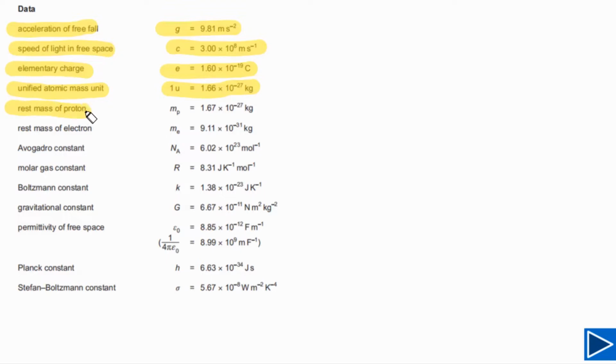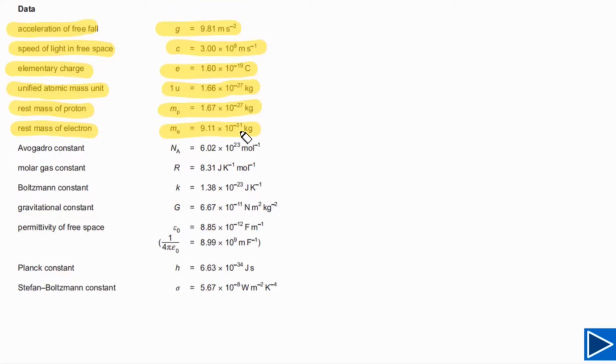Next one is rest mass of proton. Rest mass of proton simply means that when the proton is not moving or the speed of the proton is very slow, we can use this mass. At AS level, you don't need to worry about relativistic effects, so simply when you need to use the mass of a proton, you can use this value. Next one is rest mass of electron, and this is equal to 9.11 times 10 to the negative 31 kg.